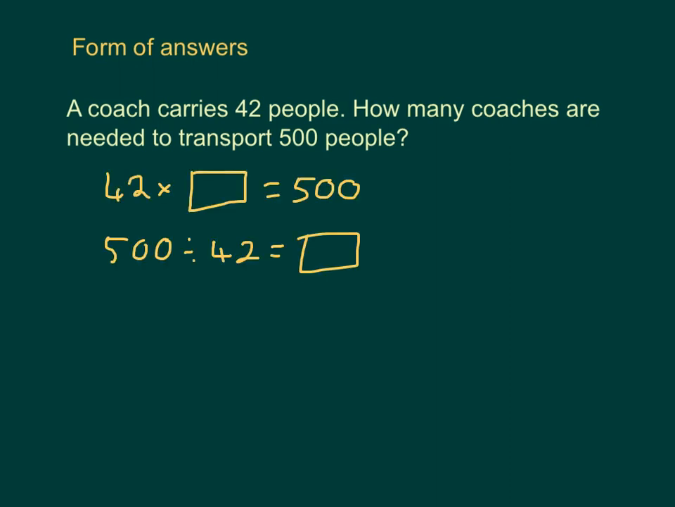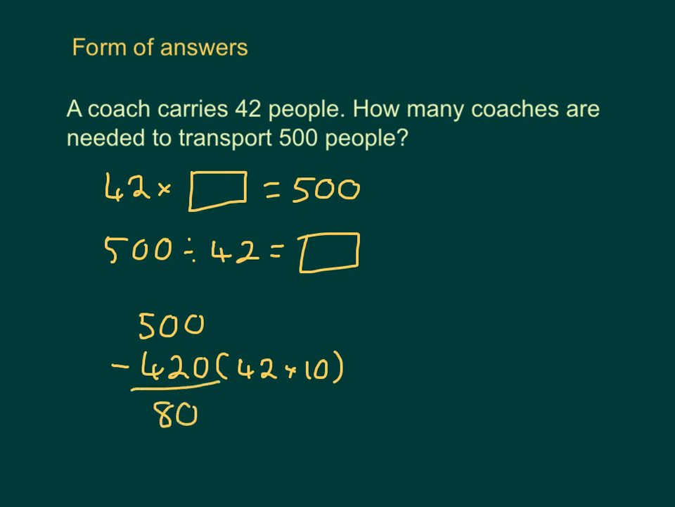Now first of all, I hope that you found the link between multiplication and division. So 42 times by what makes 500, or as a division really what we're saying is how many 42s in 500? Well, if I had 10 coaches, that would leave me with 80 people. And one more coach would leave me with 38 people left. So, how many coaches will I need?